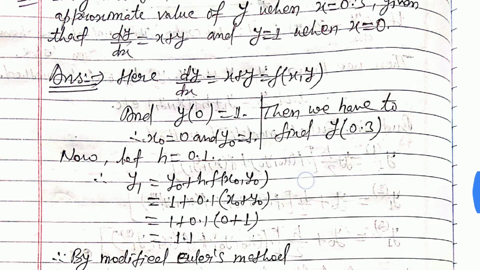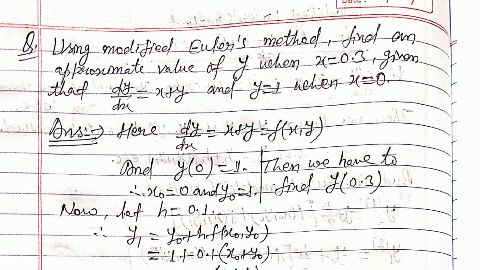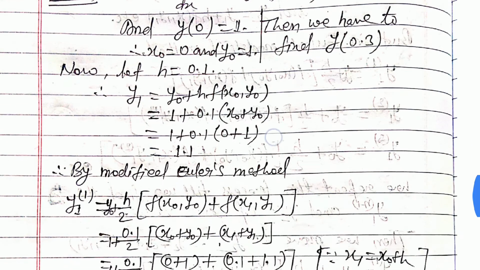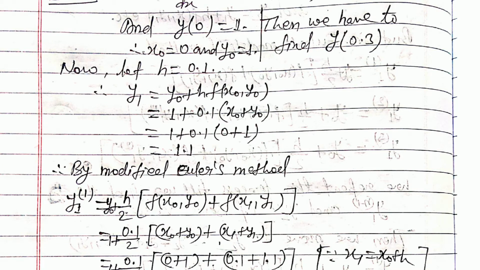So we have the starting value of x equal to 0 and we have to reach the value of 0.3 for x. That means we have the length of 0 to 0.3, that is 0.3. So we have to divide this difference into 3 equal lengths. So we take h equal to 0.1, and then we use Euler's method.